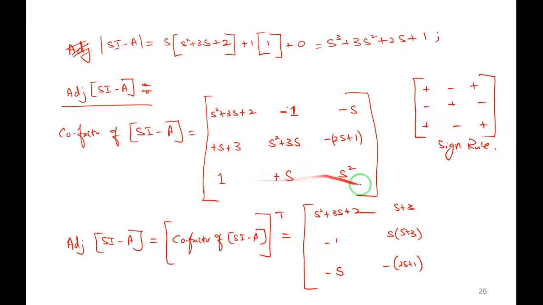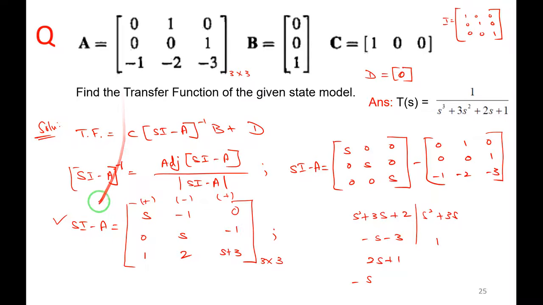The next, third column, third row, will be converted to column 1, s, s square. So this is the adjoint of the matrix sI minus A. Then we need (sI minus A) whole inverse, right? So (sI minus A) whole inverse.